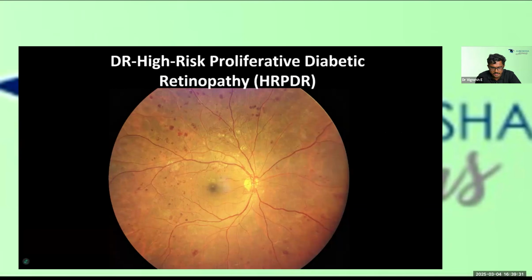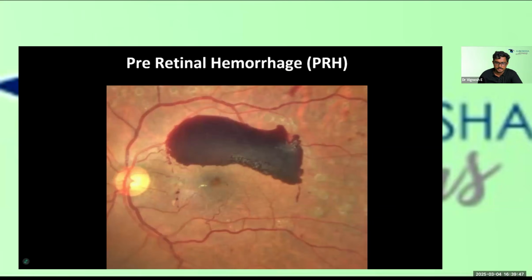So this is another representative image of high-risk proliferative diabetic retinopathy. The florid neovascularization elsewhere is highlighted. Also, the neovascularization of the disc is highlighted. Here in this image, we are able to see in the periphery some of the laser marks which have been done for this patient. So this patient is a case of proliferative diabetic retinopathy post pan-retinal photocoagulation, and this patient has a pre-retinal hemorrhage in the macula.